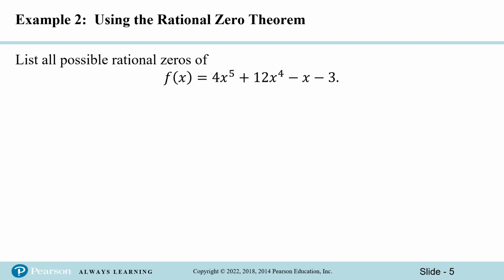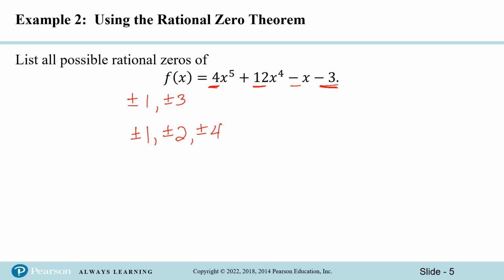List all possible rational zeros. So first thing we have to check and make sure each of these numbers is an integer, which they all are. So then we can use the rational zero theorem. So first of all, we're going to list all the possible factors of our -3. 1 goes in evenly, and so does 3. And then we're going to list all the possible factors of 4. So 1 goes in evenly, 2 goes in evenly, and 4 goes in evenly.